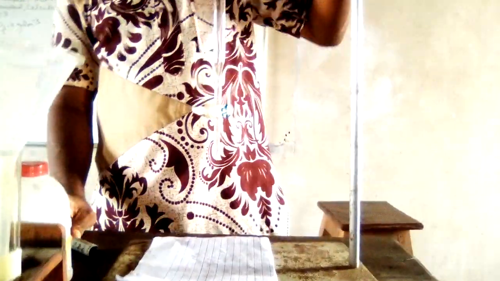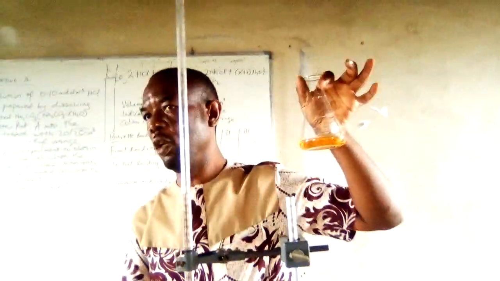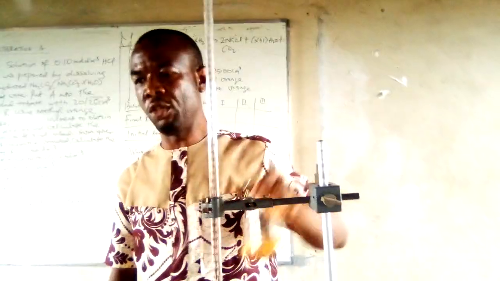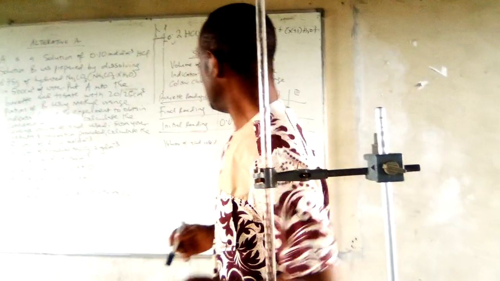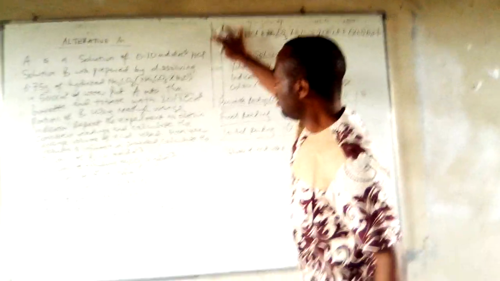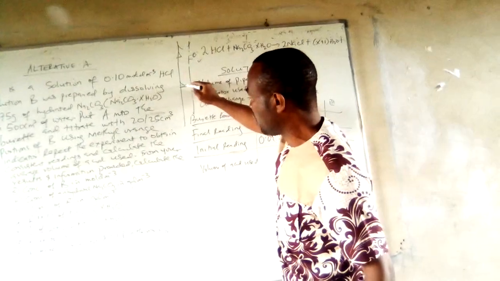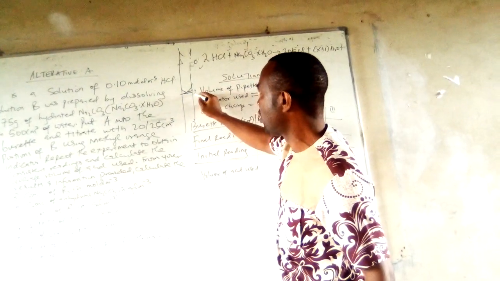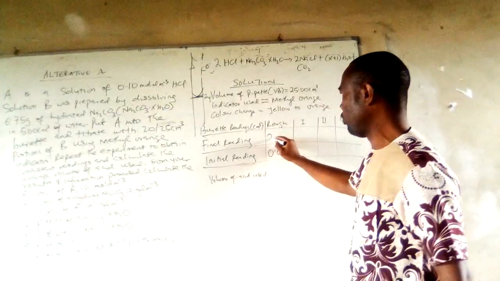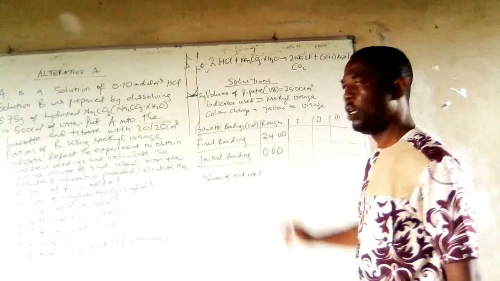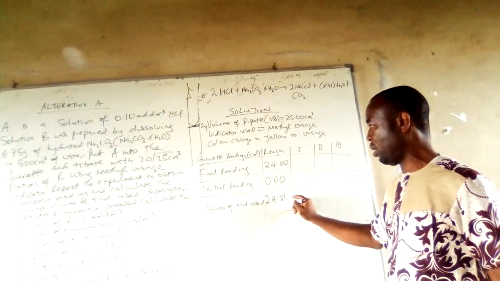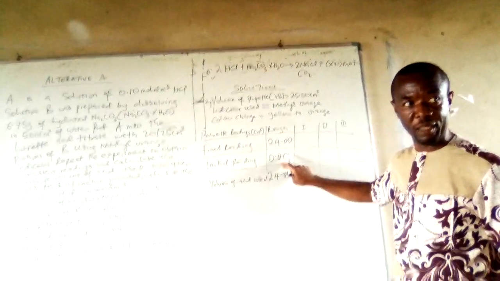We have a color change, it's a glittering orange color, and the value we have here is 24.00 cm cube. The meniscus is sitting on the 24 mark. Read from the bottom of the meniscus, 24. Now, right here, 24.00. How do you get the titre? You subtract the initial from the final, you subtract, not add.